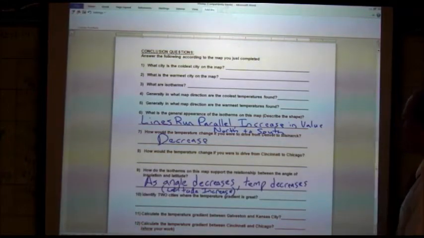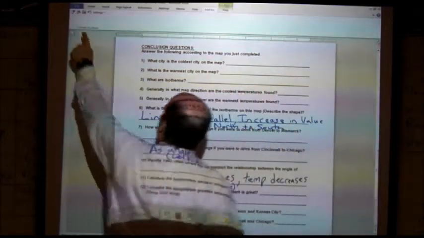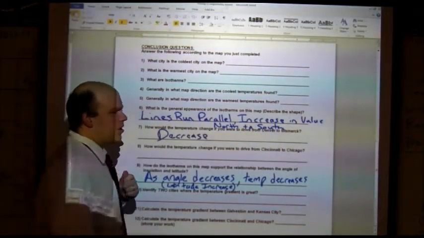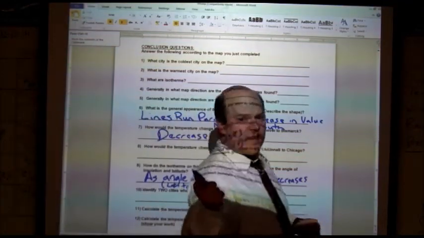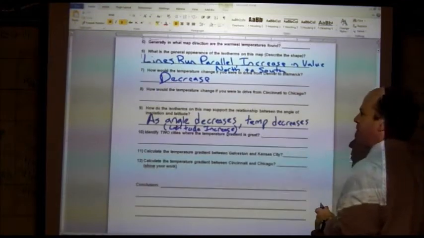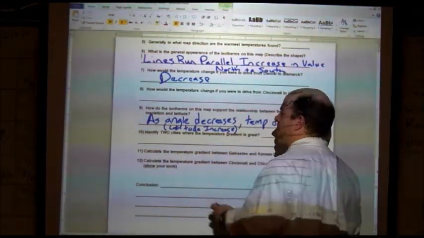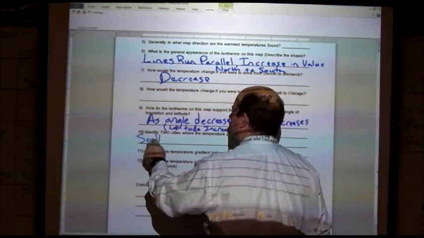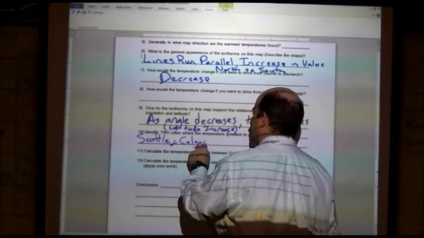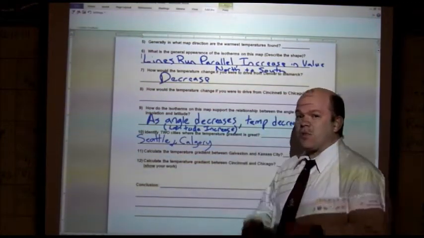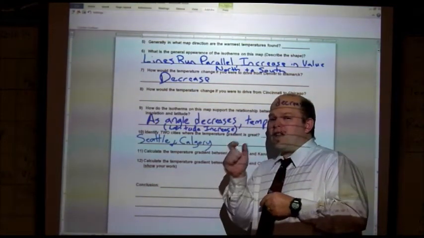Okay, identify 2 cities where the temperature gradient is the greatest. Where would the temperature gradient be the greatest? If we take a look at the temperature gradient, we want to have a lot of lines packed in together. So I'm going to do one of them for you, and another one you have to come up with yourself. It should be 2 pairs of cities. First pair I'm going to give you as a good example would be Seattle and Calgary. Why Seattle and Calgary? Because we have 3 lines in between those 2 cities, and they're pretty close together.